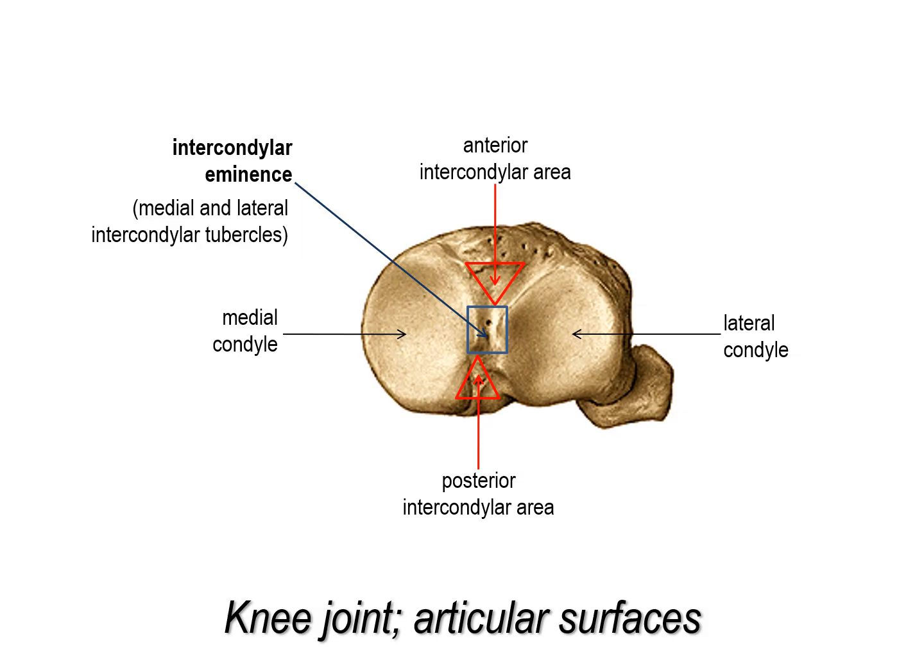The intercondylar area is divided into three parts. They are the anterior intercondylar area and the posterior intercondylar area. They are rough. The third intercondylar part is prominent. Its name is intercondylar eminence. The intercondylar eminence consists of two intercondylar tubercles, lateral and medial.